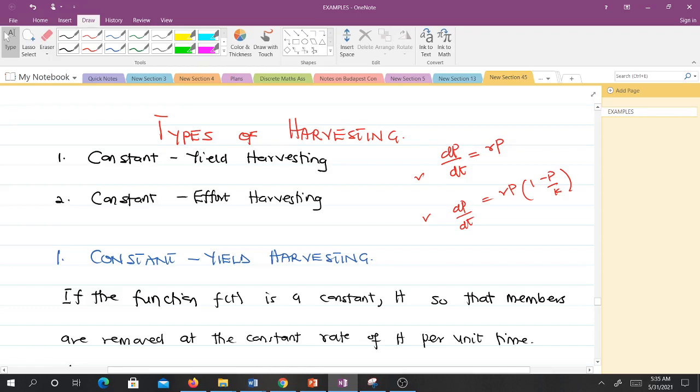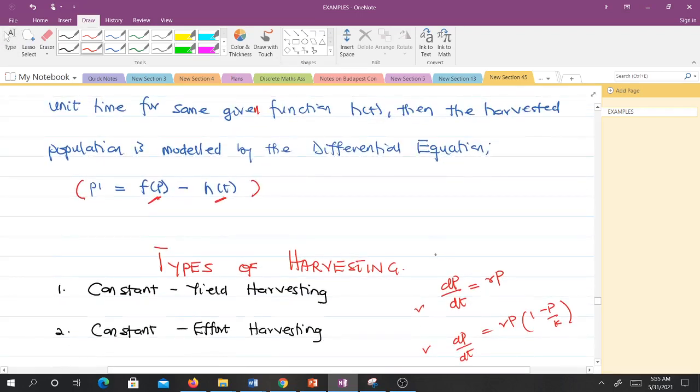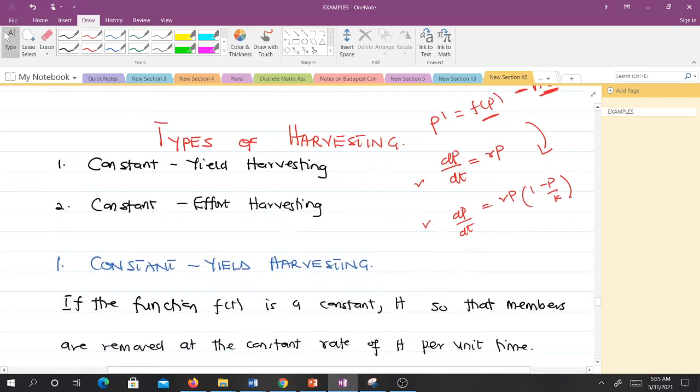So we are studying the effect of the removal of some of the members from the population. You can see that here P prime is equal to f of P. The equations here are all in this form, but now we want to study when there is a factor minus h of t introduced to it. That's what we're coming to study here, and that's the harvesting. We have two types of it: the constant yield harvesting and the constant effort harvesting.